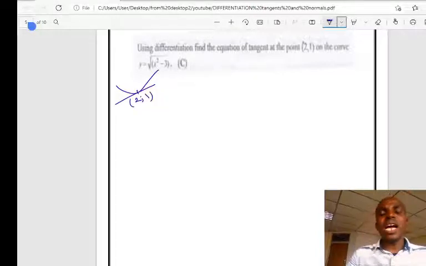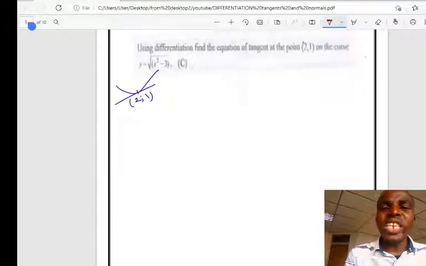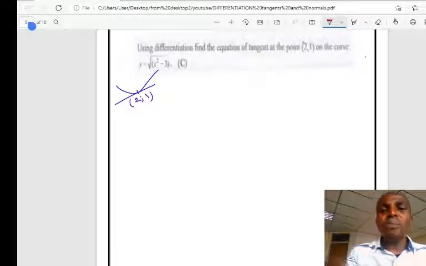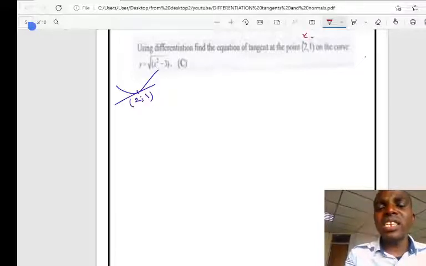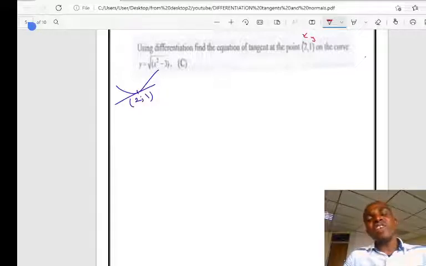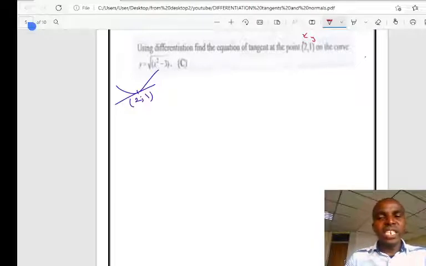What you have to know is that the gradient of the tangent and the curve at that point is the same. It's equal. So just find dy/dx using the curve equation. Then put x is equal to 2, because the point (2, 1) means x is 2 and y is 1. Put x as 2, find the gradient, and you have a point. To find the equation of a straight line, you just need 1 gradient and 1 point. The point is already given, it's already there, (2, 1).